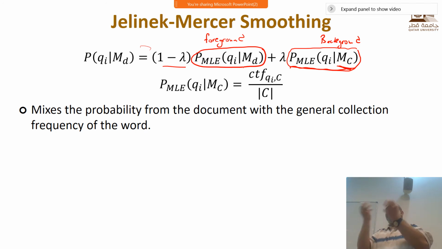Okay, so lambda is between 0 and 1. If it's 0.5, then I give equal weight to the background model and the foreground model. But I have to mix both so that I can make sure that the total at the end is 1. But lambda is a parameter that the designer should choose.